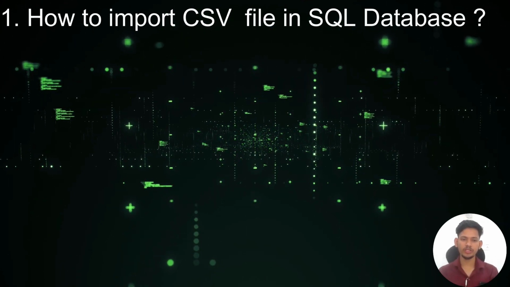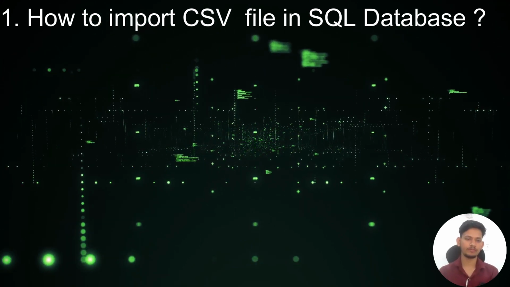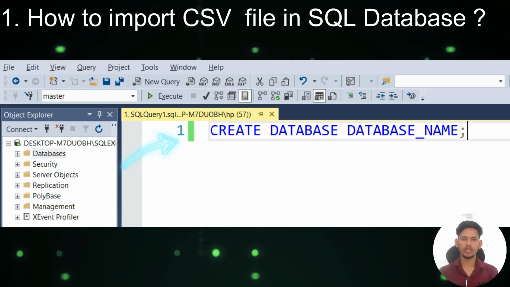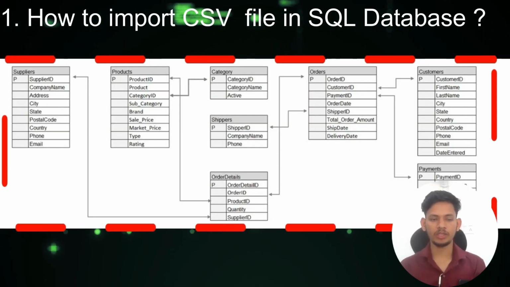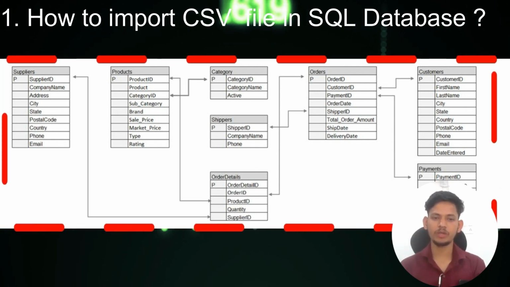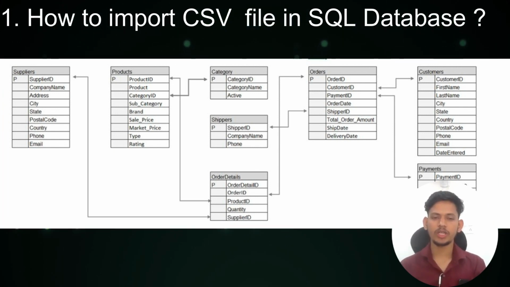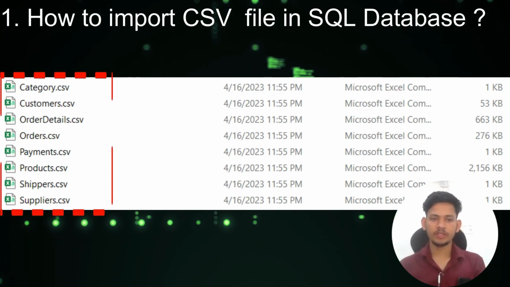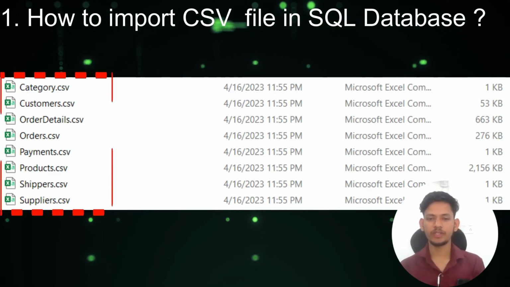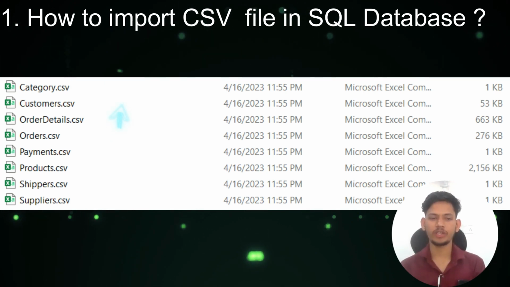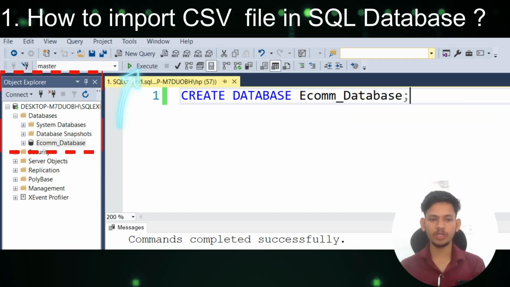For this, first we have to create a database. The command for creating a database is CREATE DATABASE and the database name. Here I am using data of an e-commerce company, so the database name is ecom database. In this, we have 8 different tables in CSV format. Hit the execute button and our database is created.